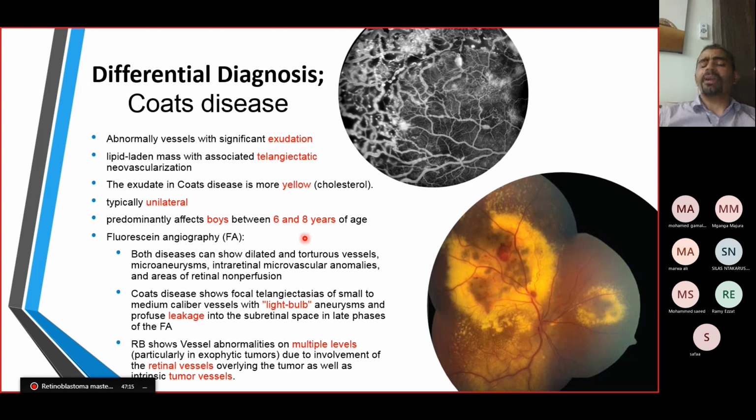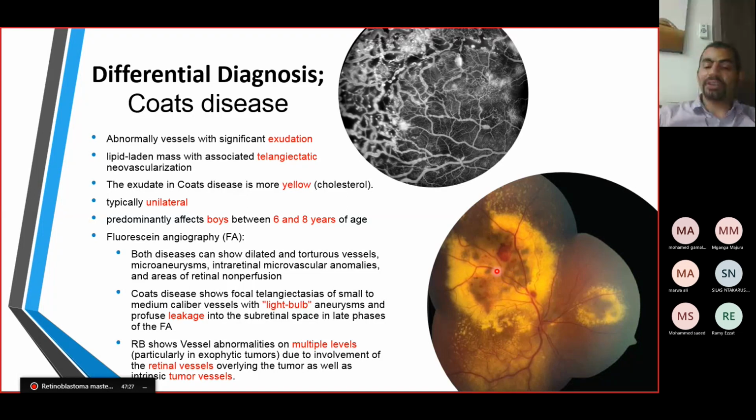Because in Coats disease, the treatment is by draining the subretinal fluid and doing cryotherapy on those telangiectatic vessels and giving intravitreal injection of anti-VEGF. If you do that and the patient has retinoblastoma, you are giving a way for the tumor cells to spread either locally or distant, giving distant metastasis, and this can even put the life of the child at risk.